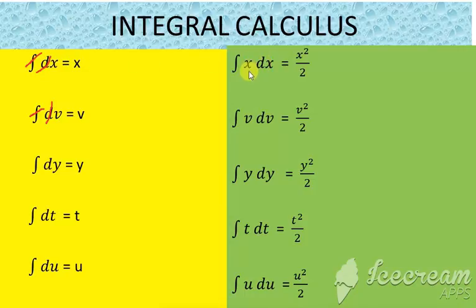Next, if you are going to consider x into dx, the value is x into x, so it is x square by 2. Next is v square by 2. Next, y square by 2, t square by 2, u into du is u square by 2. Yes, clear with this? Why I am saying this is that these formulas are basic ones which we are going to use in the next question. Without knowing these formulas, you will not be able to write the next derivation. So these formulas are very important.